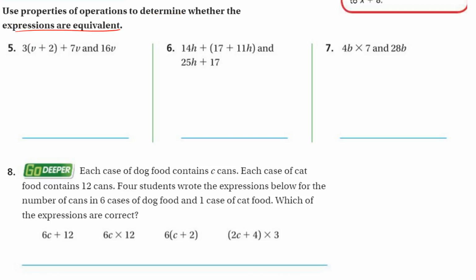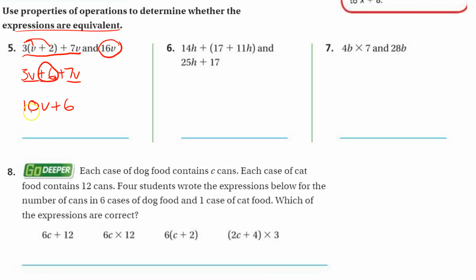So same thing we were doing. All right, so here we have this expression, and we're comparing it to this expression. So I'm going to use a few different rules here. I'm going to use the distributive property first. So 3 times v is 3v, plus 3 times 2 is 6, and then I still have the plus 7v here. I can combine the 3v and the 7v because they have the same variable. So that's going to be 10v, and I still have this plus 6, so I can't just ignore it.